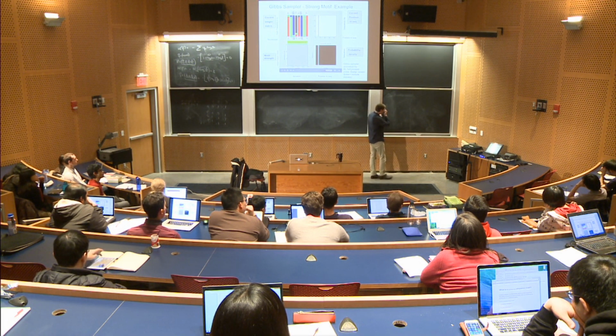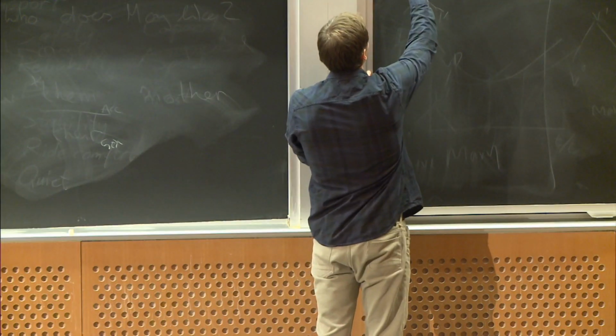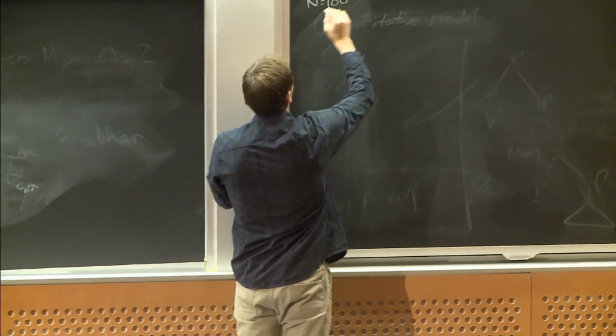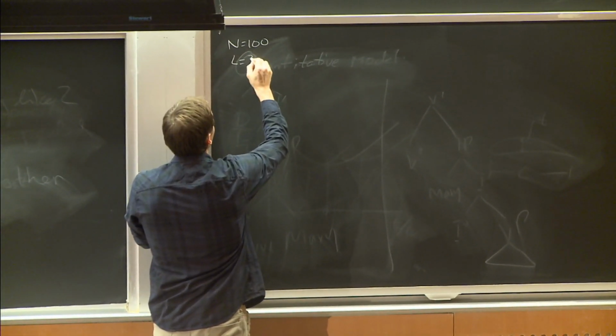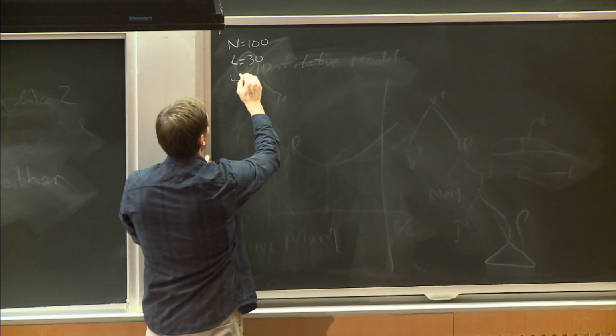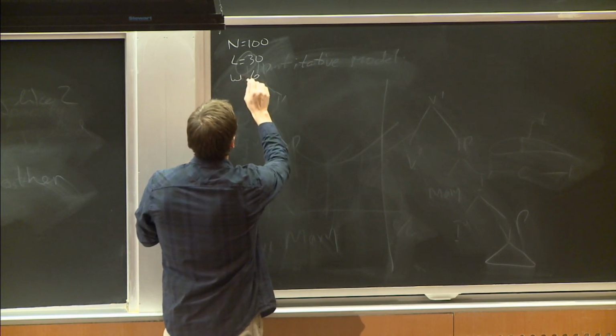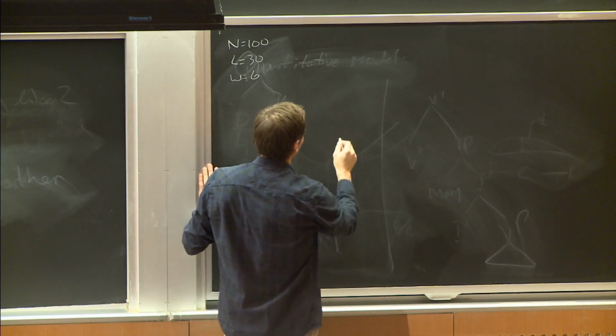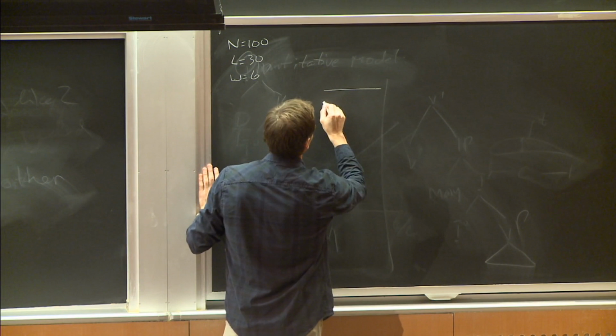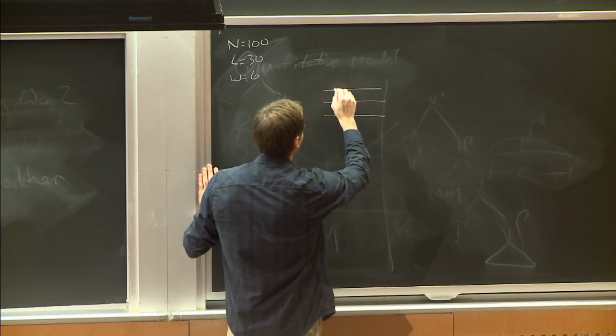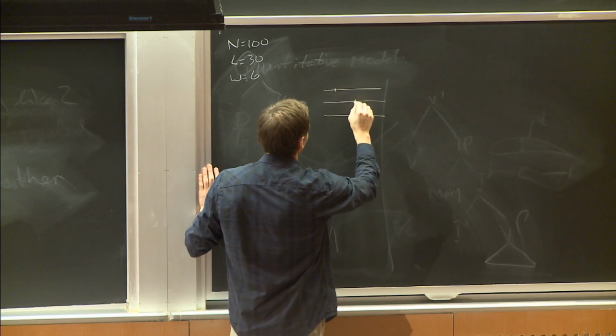Okay, let's say I had 100 sequences of length, I don't know, 30, and the width of our motif is 6. Here are our sequences. We choose random positions for the start position.